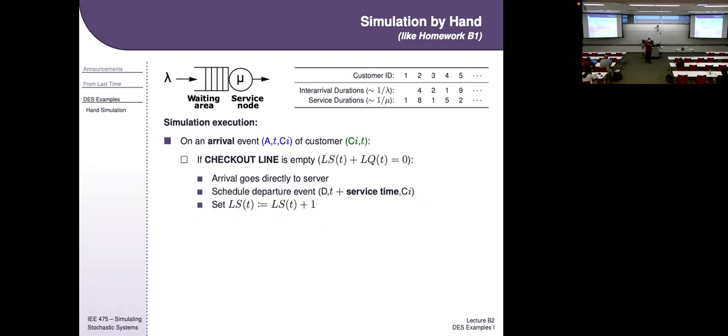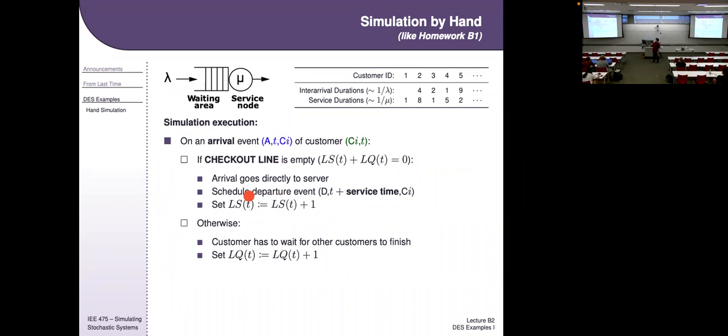Now that we've moved her into the cashier, then we need to say the cashier is busy. So we're going to increment the number in the server. So we can set LS to equal LS plus 1, or equivalently, in this case, because LS is always 0 or 1, we just set it equal to 1. But generically, we're just incrementing this state variable, the number that are currently in the server.